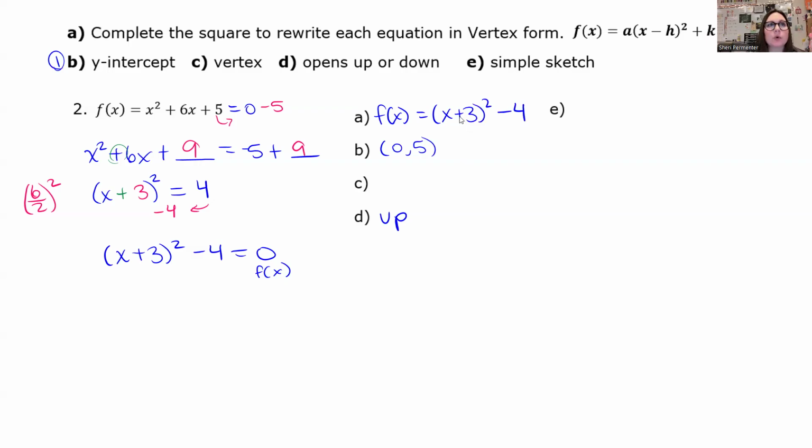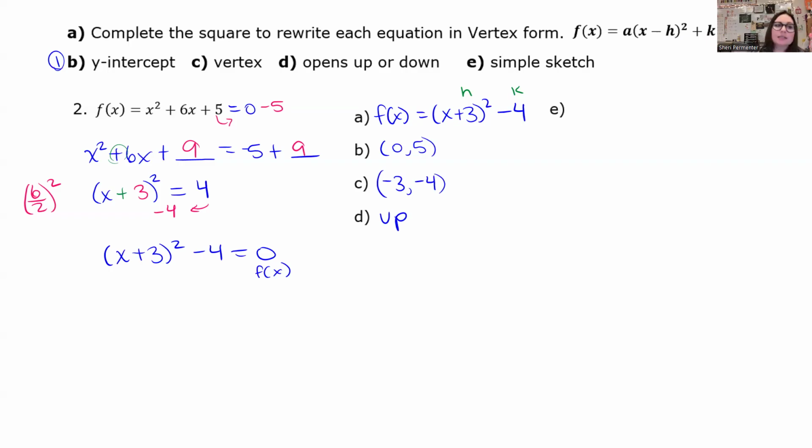Once I have this form, I know what h and k are. I have h and k. So what is the point for my vertex? -3, -4. How did you know that the 3 was negative? Everything in the x grouping is opposite because of the formula.